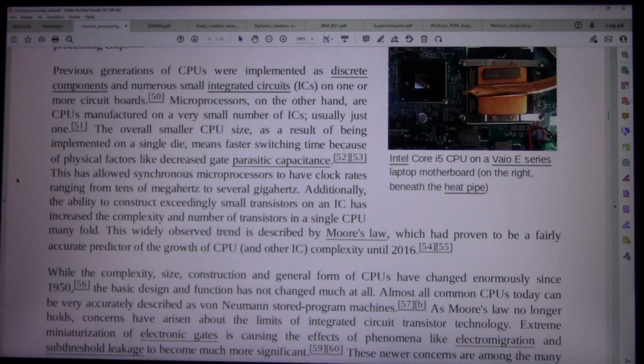Additionally, the ability to construct exceedingly small transistors on an IC has increased the complexity and number of transistors in a single CPU many fold. This widely observed trend is described by Moore's law, which had proven to be a fairly accurate predictor of the growth of CPU and other IC complexity until 2016.